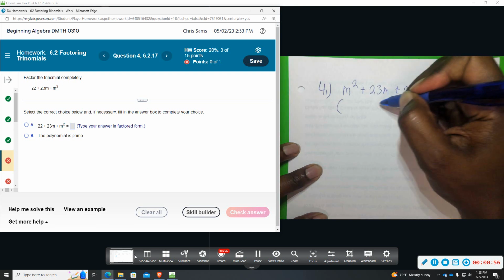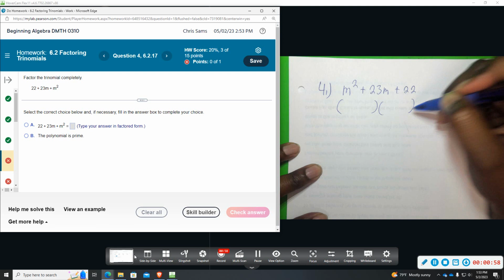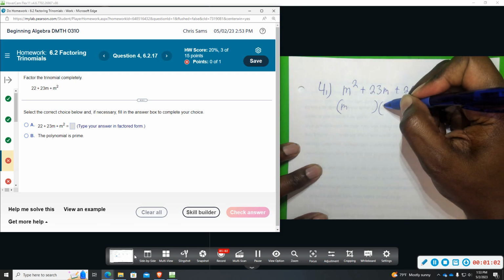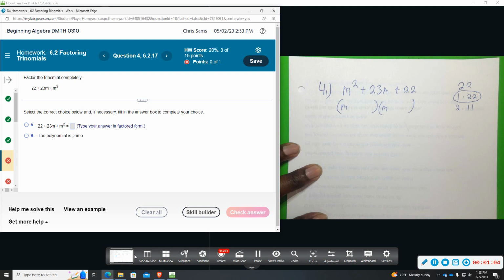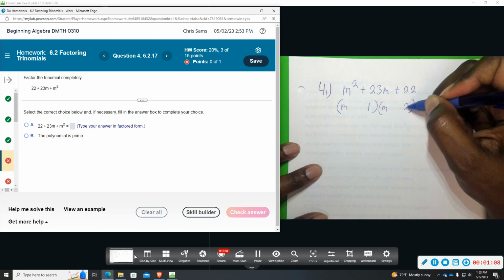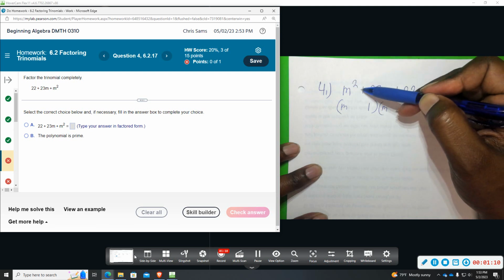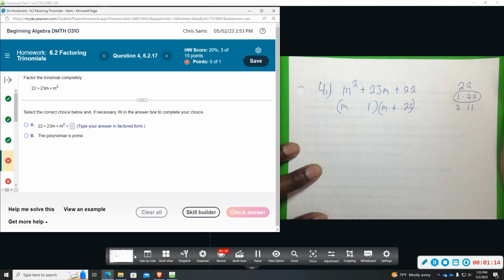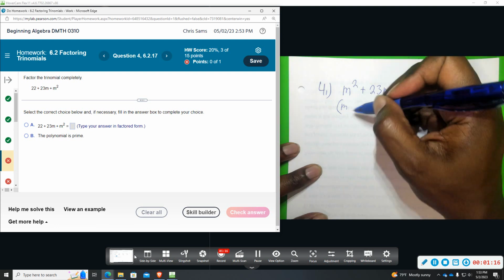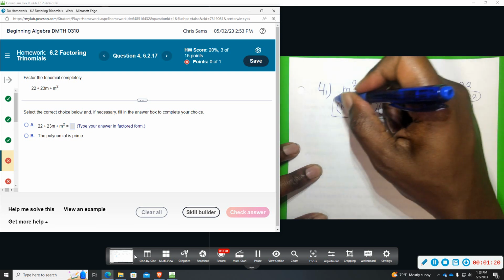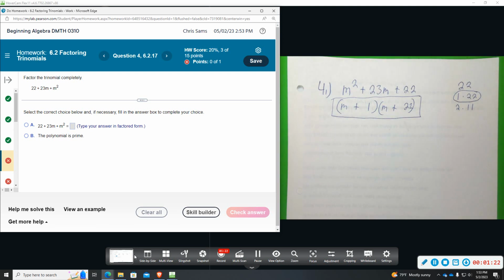So I'm going to do 2 sets of parentheses, put the m in both. So we've got a different variable. Instead of x, we have m. 1 and 22 at the back. This sign tells me my bigger number, so 22 is bigger, so plus. The second sign tells me they're the same. M plus 1, m plus 22.